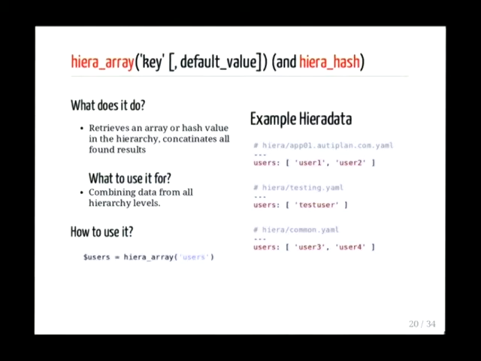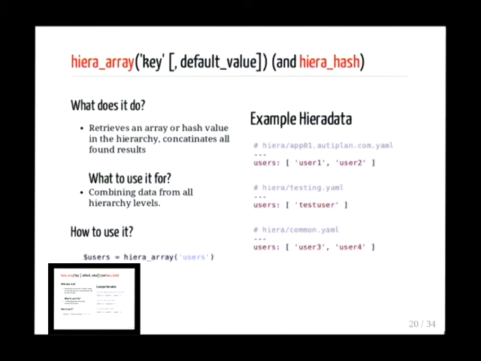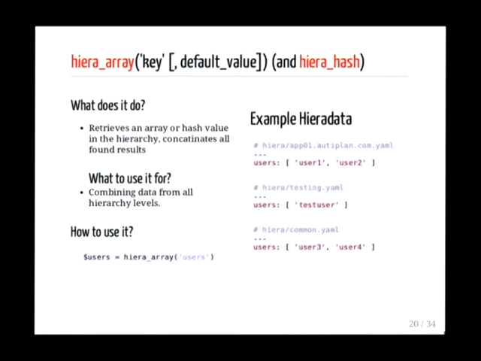If you do the same on the app02 server, which doesn't have the user key in its most specific file, it will return an array of only 3 users. So it also makes it very powerful to have some things that apply to all of the machines, and some on a specific machine. So that's very easy to use. Also, hiera_hash does the same thing for hashes.